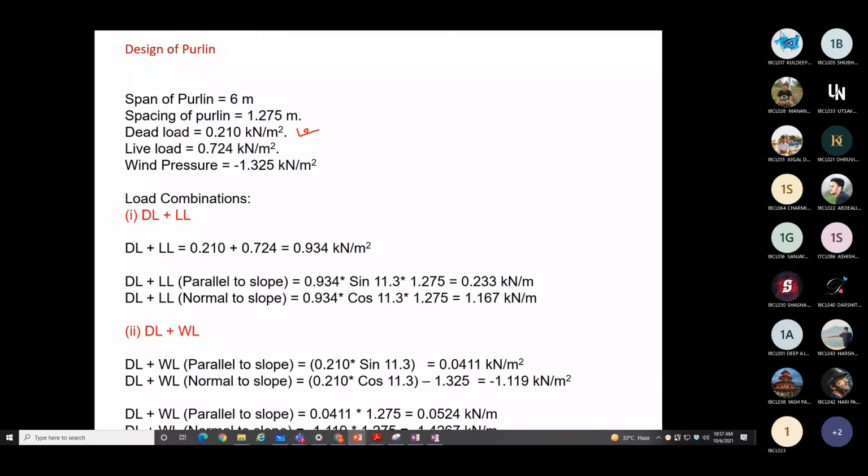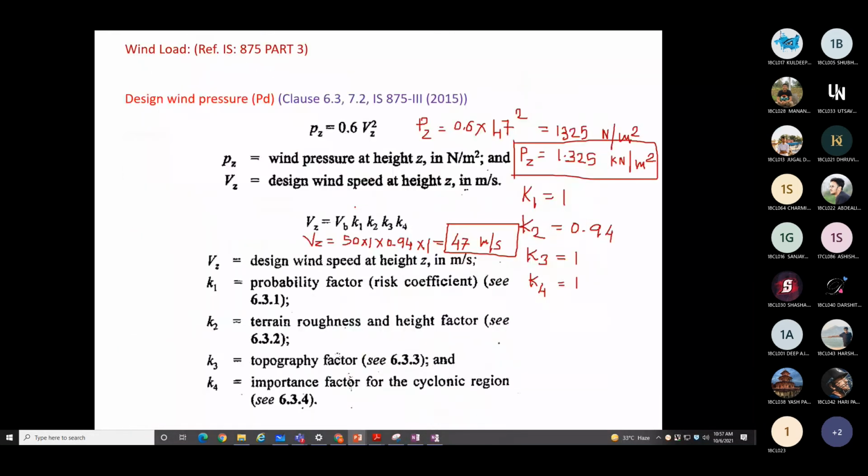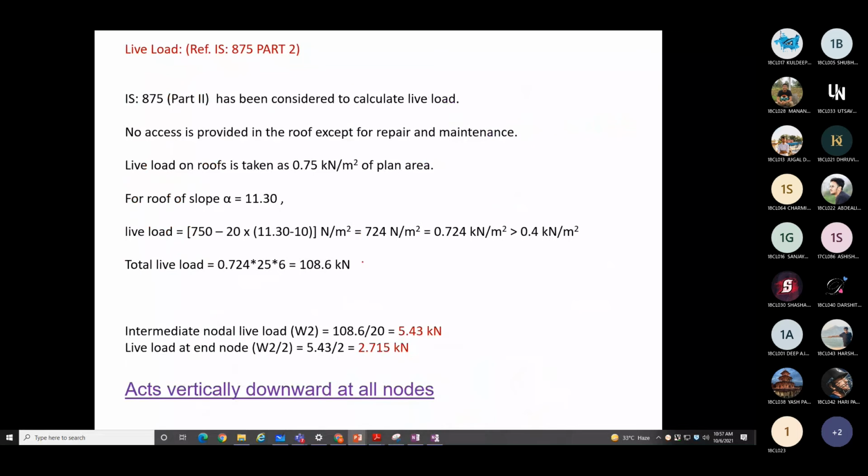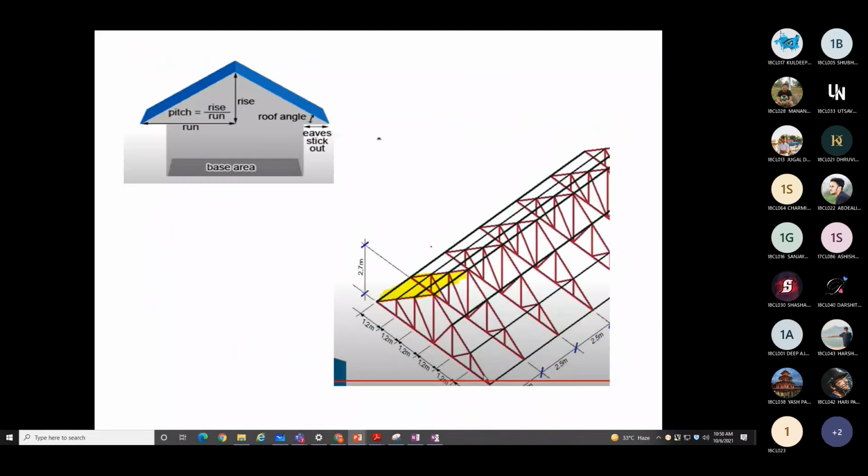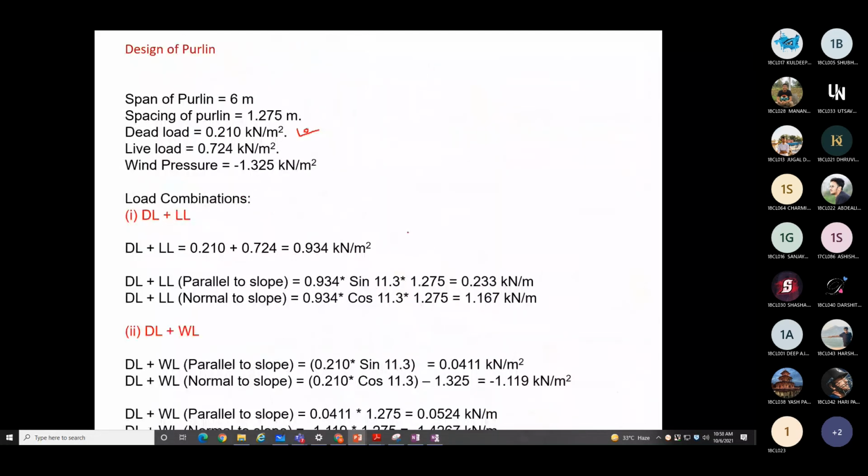Then after that, live load. We have the live load value in terms of kilonewton per meter square, 0.724 kilonewton per meter square. So the live load value is also available, 0.724 kilonewton per meter square.